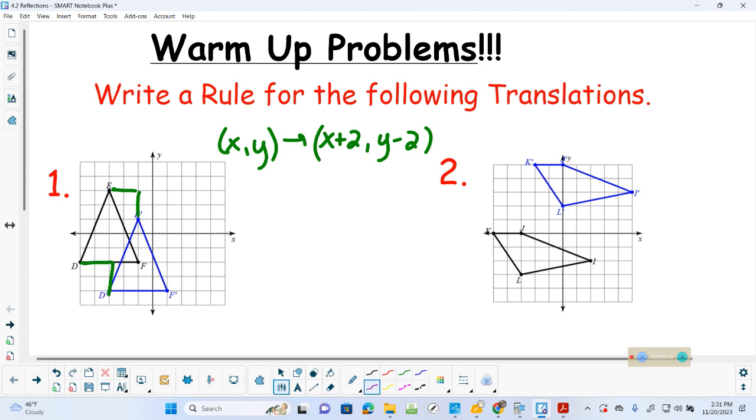Okay, let's test this guy. I'm going to write it above it. I'm afraid if I do it below, it'll be off the screen. So again, from the pre-image, mine's in black, to the image, the one with the prime in blue. I'm going to pick a letter here. I'm going to do K to K prime. So I have to go right 3, up 5. So it's going to be x what? And then y. Got it.